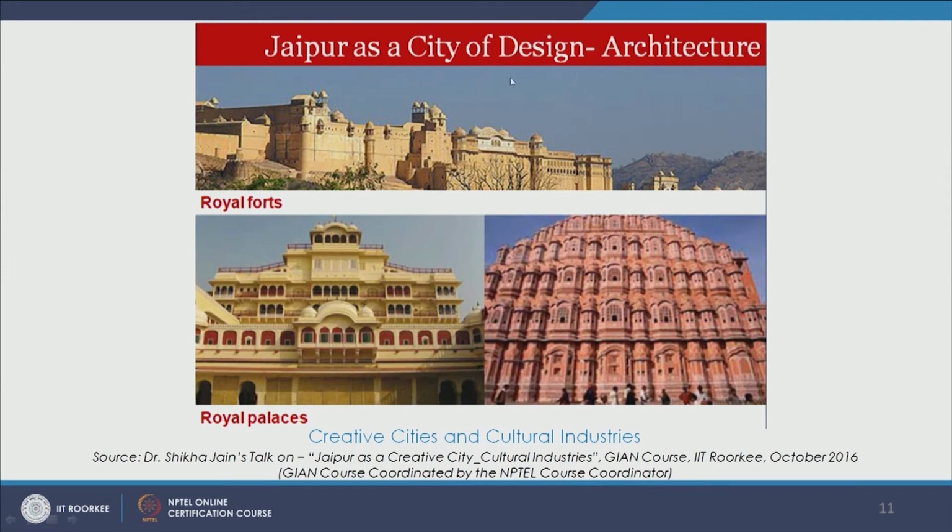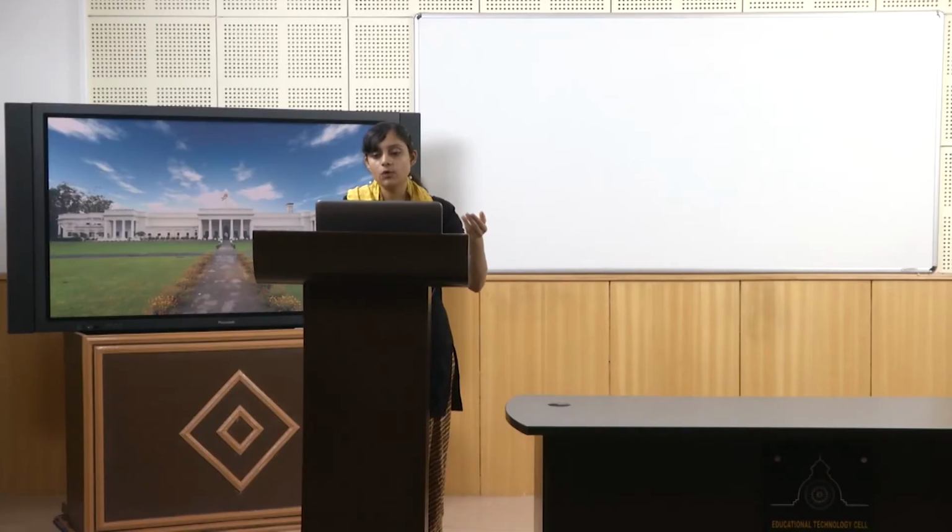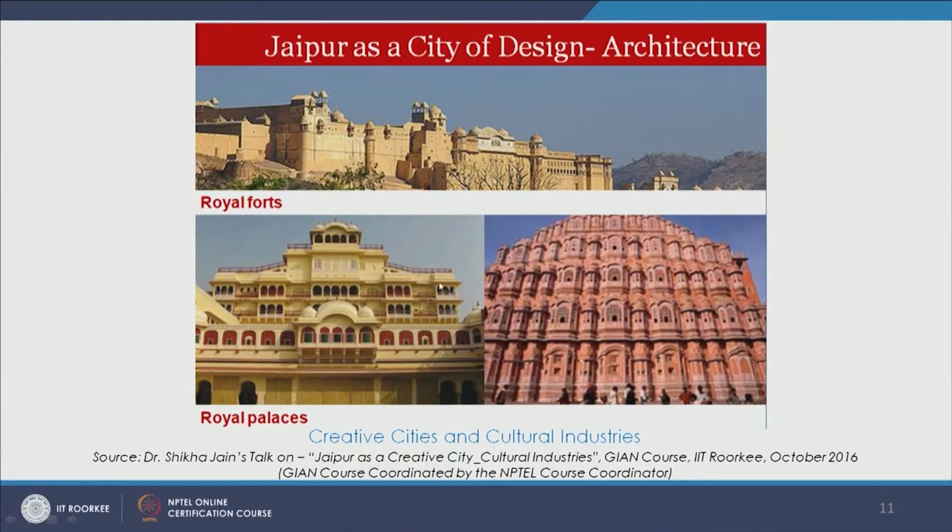Then Jaipur again as a city of design. Going one step further from urban form, we talk about architecture, and we see all these examples: here this is Hawa Mahal, and another one over here. We see the forts and palaces, City Palace Udaipur, and other different examples. In one of the upcoming modules we are going to discuss them in detail.